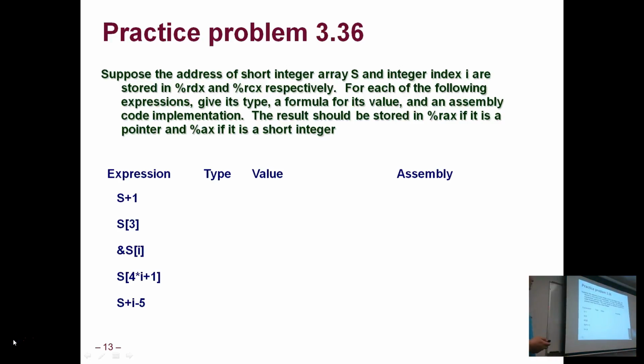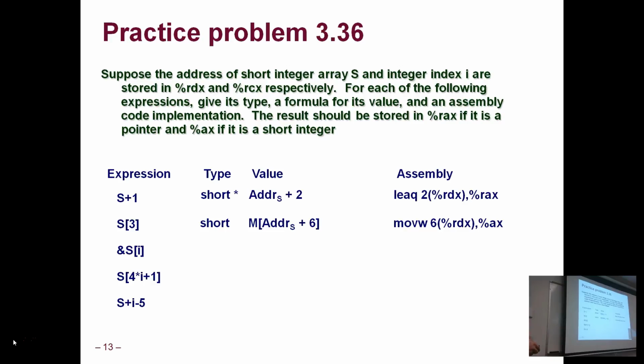Okay, so S plus 1, the type is a short star. The value is the base plus 2, because these are short integers. So leaq 2 plus RDX, which is your base, into RAX. S of 3 is a short. The value is the memory at the address of the base plus 6, because it's 3 times 2. movw 6(RDX) into AX. Makes sense?